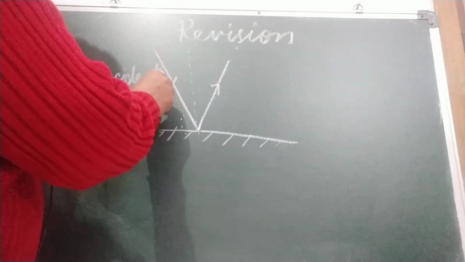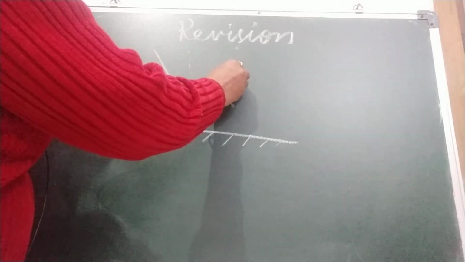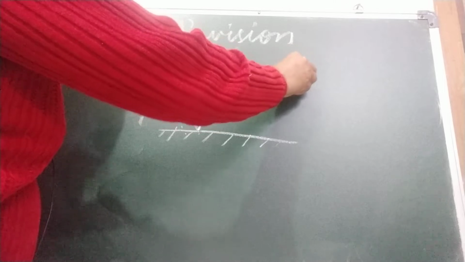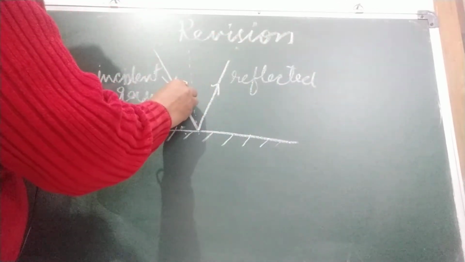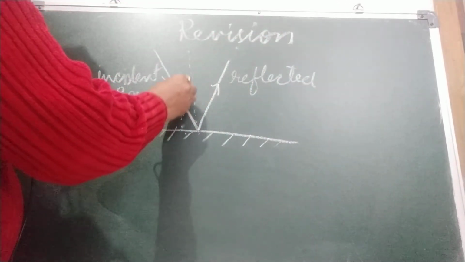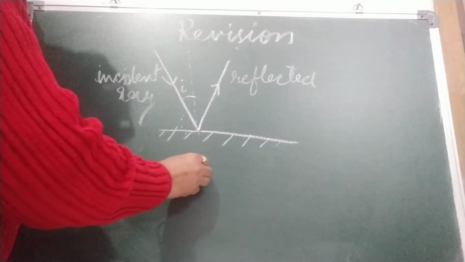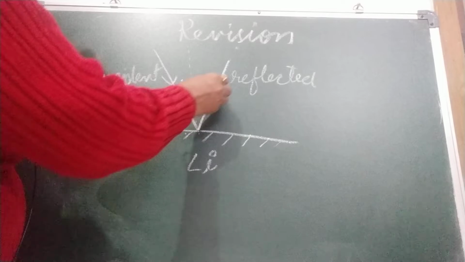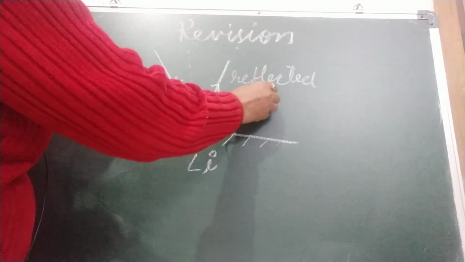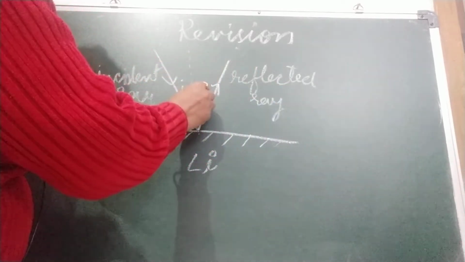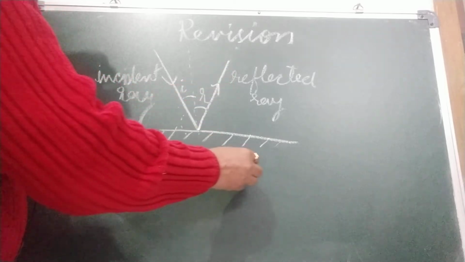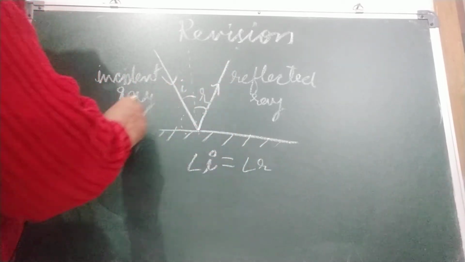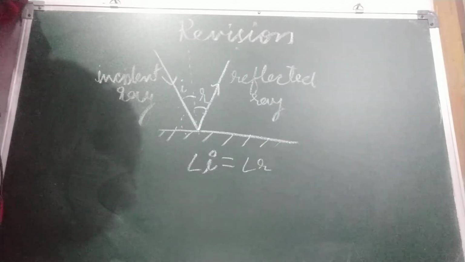So what is the relation between incident ray and reflected ray? The angle between the normal and the incident ray is called the angle of incidence. And the angle between the reflected ray and the normal is called the angle of reflection. So we will find that these two angles are always the same.